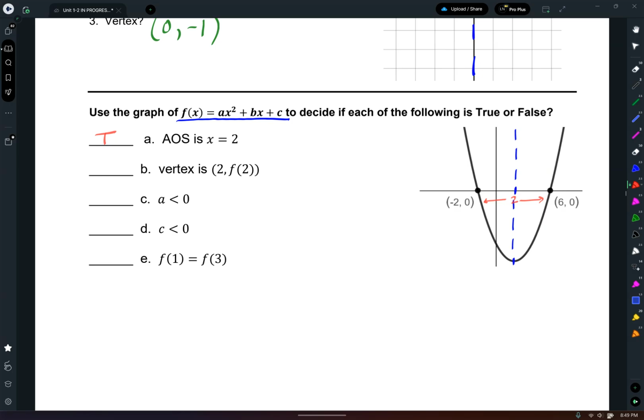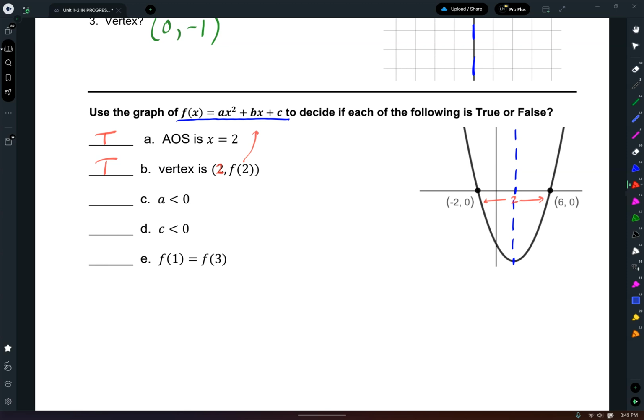Is the vertex at 2 comma f of 2? Well, meaning the x coordinate is 2. We know that's true. What does f of 2 mean? That means the y value when x equals 2. That means it's whatever you get when you plug 2 into the equation. Yeah, that's exactly how you would find the vertex.